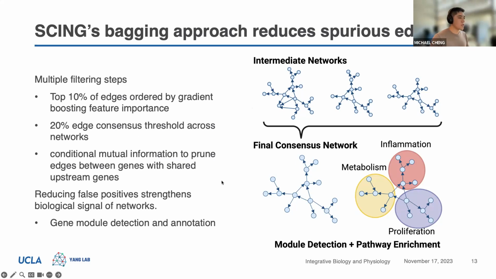And then we prune out any confounding edges like triads, where there are edges between two genes, but also a shared upstream gene with those two genes. Something that looks kind of like this. We perform a conditional mutual information: if you condition on the parent gene, what is the mutual information between the two target genes? If there is significant mutual information, then we would tend to keep that edge. But if there isn't significant mutual information, then we can take this edge out. So these are the main filtering steps for scGRN. And again, reducing false positives would help bring to the front biological signal in these networks.